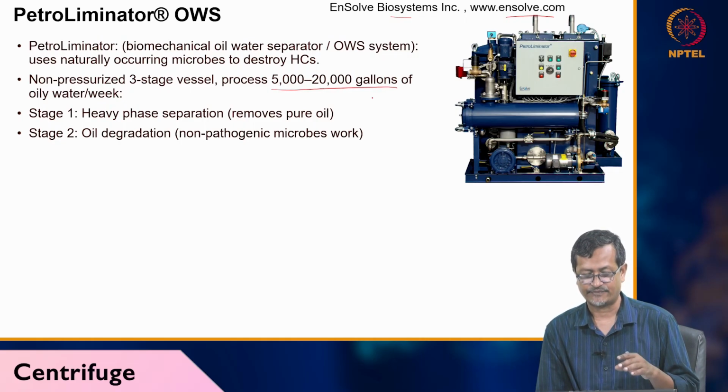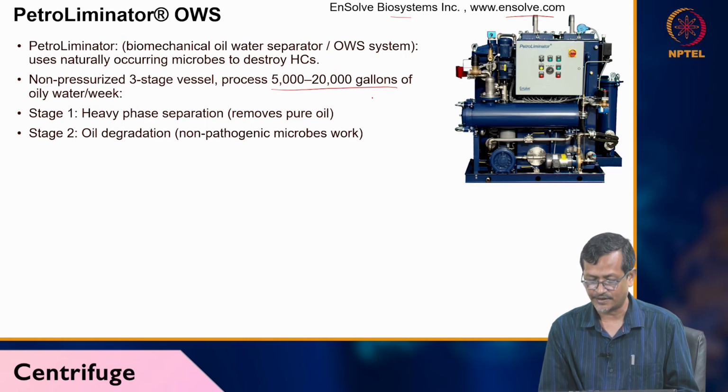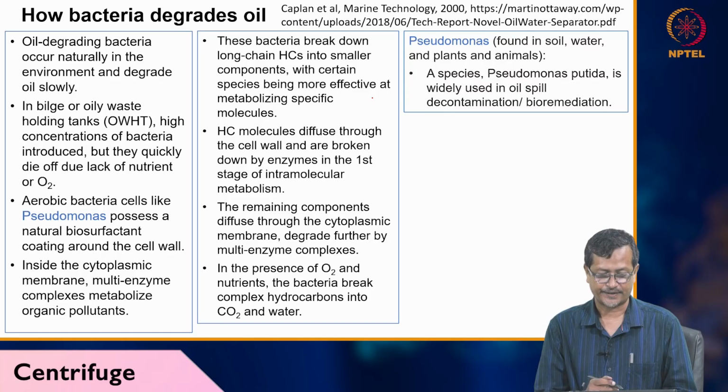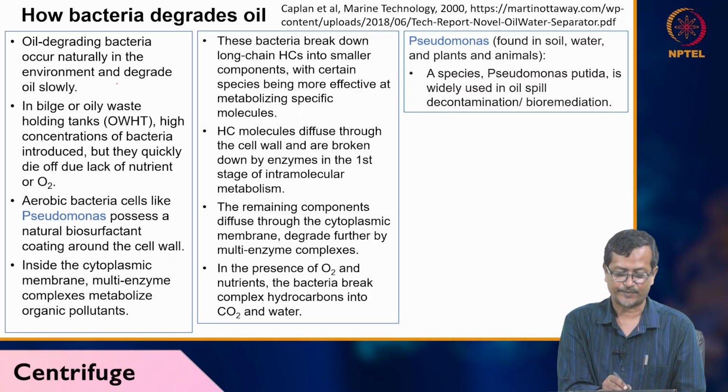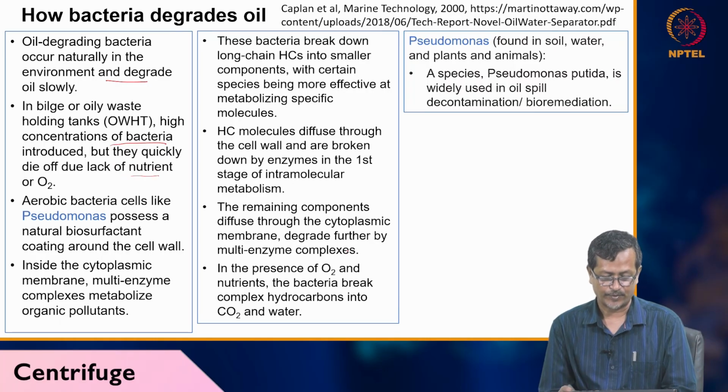They have 2 stages: heavy phase separation removes pure oil. Second stage, oil degradation, where non-pathogenic microbes work and separate. So how does this microbe work, I'll explain. Oil degrading bacteria occur naturally in the environment and degrade oil slowly. In a bilge or oily water holding tank, a high concentration of bacteria is inducted, but they quickly die off due to lack of nutrients and oxygen.